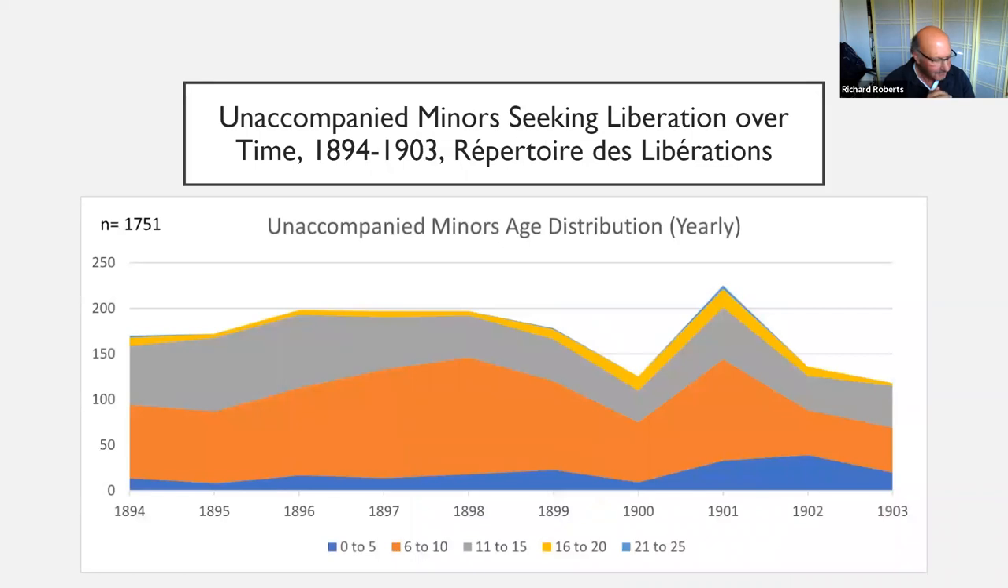Next. Right, and so this just shows a longitudinal view, across 1894 to 1903, of the distribution of the ages of minors, although it's probably debatable whether 16 to 20 and 21 to 25 should count, but they are included as people who were given guardians, I believe. So just a different way to look at this data.